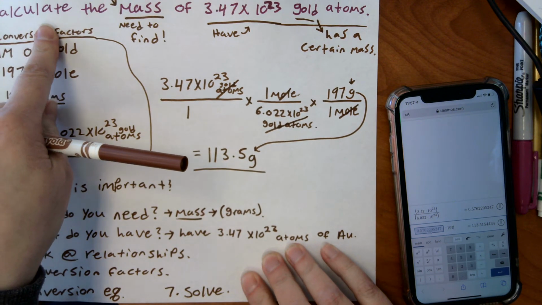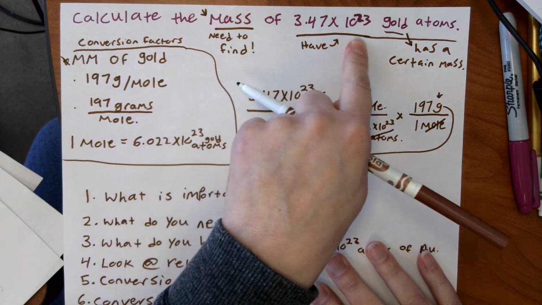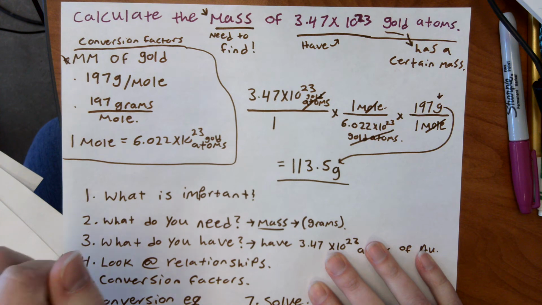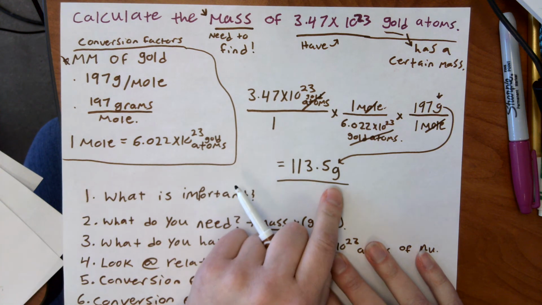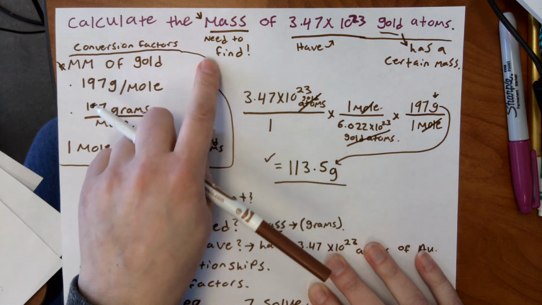Read it again. And did we find out what we needed to? Calculate the mass of that many gold atoms. We have answered it in grams. We have, yes, indeed, answered our question.